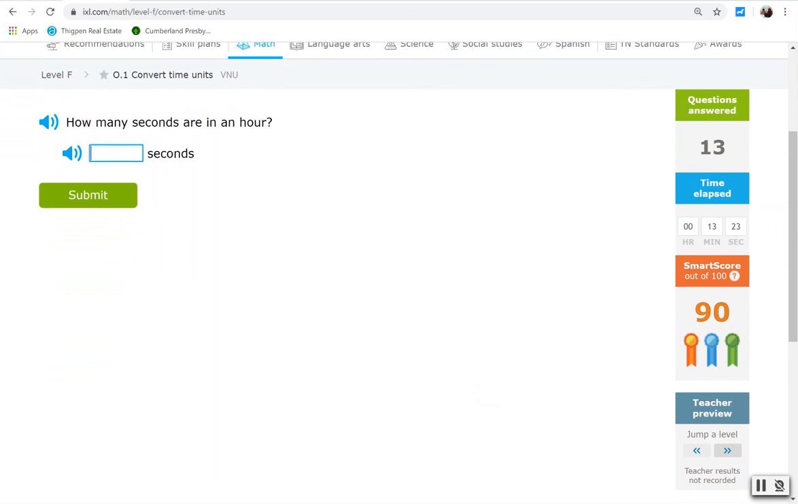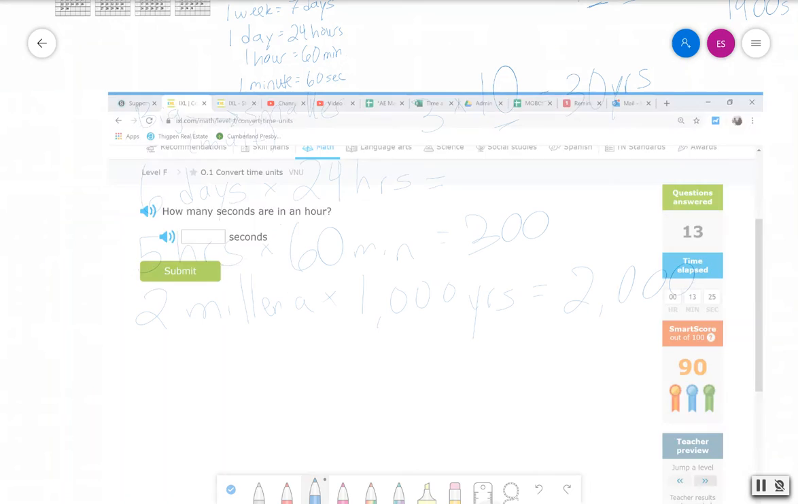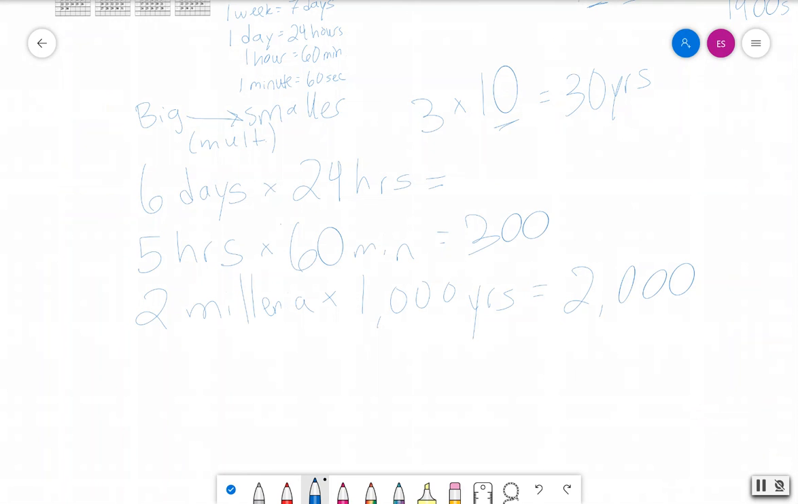All right, let's try this one. How many seconds are in an hour? So now this one, there's actually 2 steps. So we're starting with 1 hour, and now we're going to be moving from hour. We can't go directly from hour to seconds because we don't actually have that information. We know how many minutes are in an hour and we know how many seconds are in a minute, but we don't know off the top of our heads how many seconds are in an hour. So we're going to do 1 hour, and let's translate it into minutes and then translate it into seconds.